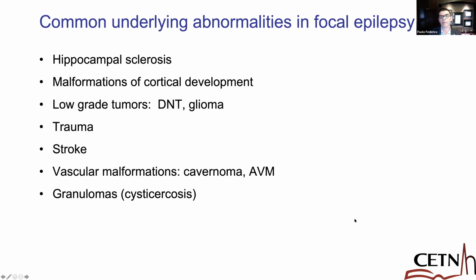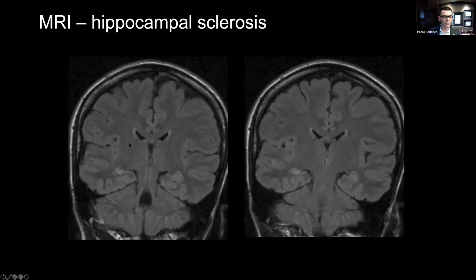So here are some other common potentially epileptogenic abnormalities with focal epilepsy. I've already listed a few of them. There are also low-grade tumors, trauma, vascular malformations, and granulomatous disorders. And I'll just show you a few examples.